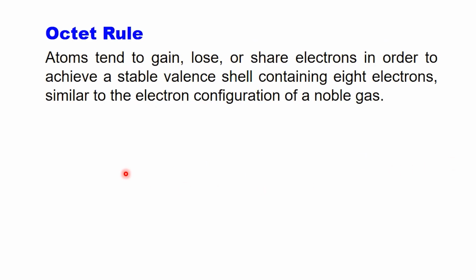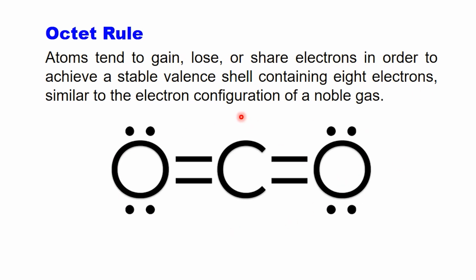Before exploring the exceptions to the octet rule, we need to remember what the octet rule actually tells us. For most main group elements, stability is achieved when an atom is surrounded by 8 electrons in its valence shell. Many molecules follow this rule very well. However, some do not, and boron trifluoride, BF₃, is one of the most common examples.